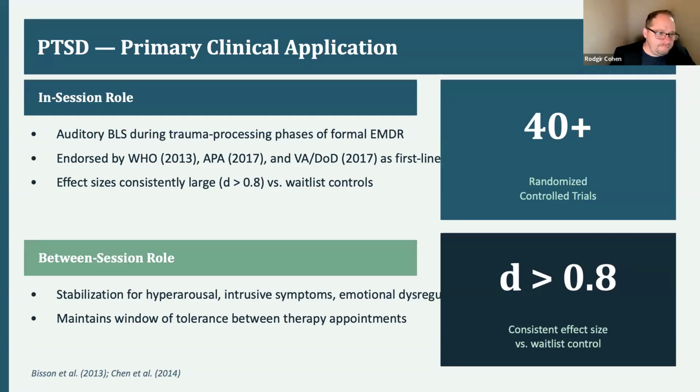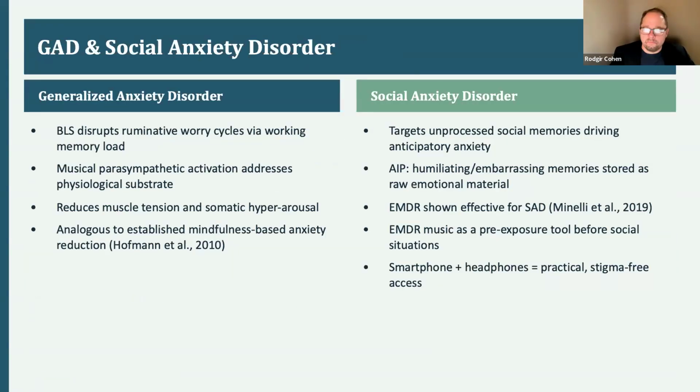GAD is characterized by pervasive, difficult to control worry that jumps from topic to topic and is never really resolved. The working memory mechanism is particularly relevant, as worry at the cognitive level requires working memory capacity. This cycle that characterizes GAD depends on the cognitive workspace sustaining itself, so bilateral stimulation, by partially occupying working memory, can disrupt that cycle, not by resolving the worry, but by interrupting the capacity to sustain itself.